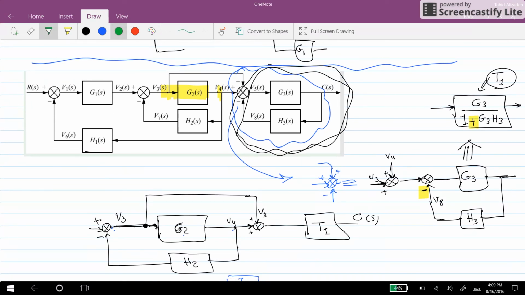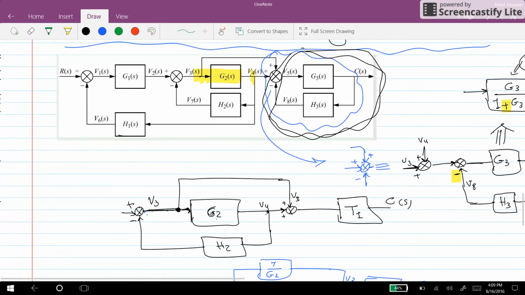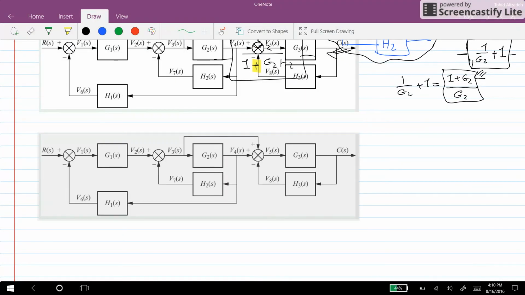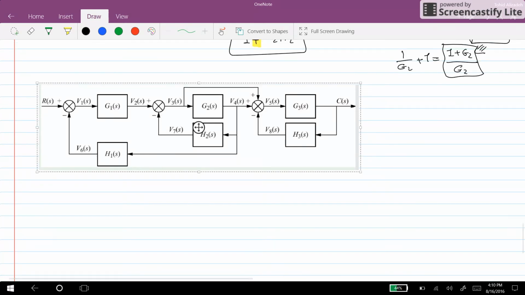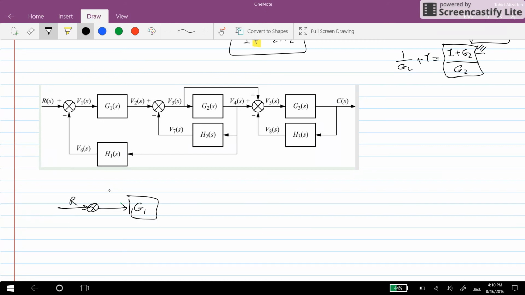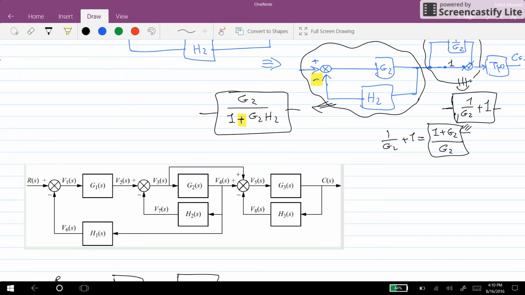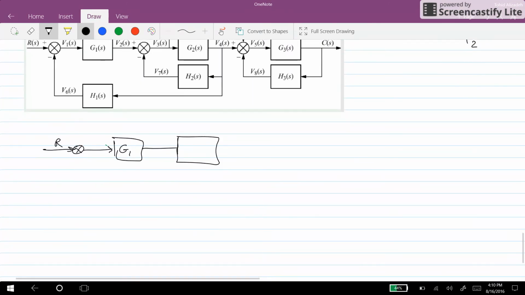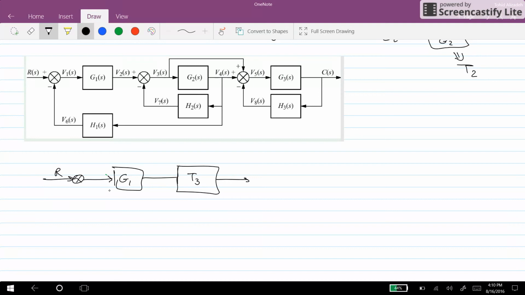let me maybe make it more clear here. Again, I will move this image here in order to focus on it. So what we have right now here is this. We have R, summation point, G1. Then instead of all this, maybe I can call them with some name. This one can be considered as T3 and this one as T2. Here I have T3, then T2, and then T1 and C of s.